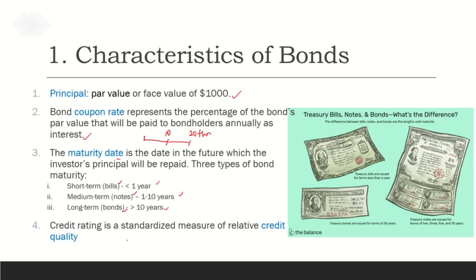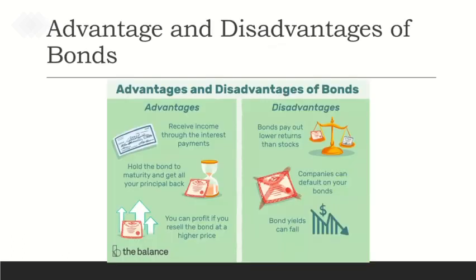Okay, then credit rating is a standardized measure of a relative credit quality. So bond ni dia akan ada rating dia, A, B, BB dan sebagainya. Itu menunjukkan kepada keupayaan entiti tersebut untuk membayar balik interest kepada yang memberi modal. Okay, so what are the advantages and disadvantages of bonds. Okay, we see the advantages first.